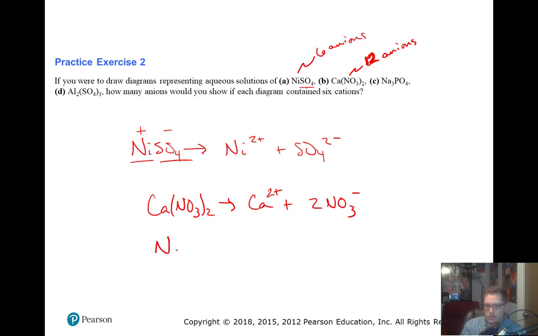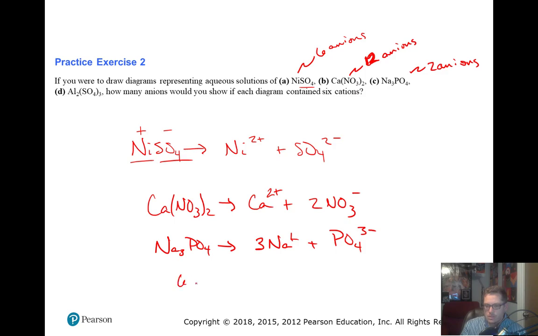Sodium phosphate, Na3PO4. All right. So I get 3 sodiums and 1 phosphate. So that's a 3 minus. For every 3 sodiums, I get 1 phosphate. So if I have 6, that means I'm only going to get 2 anions. All right, and if that one confuses you, do the stoichiometry here.